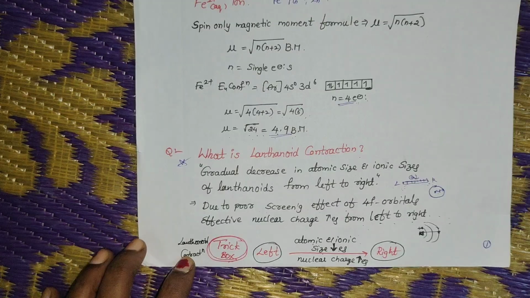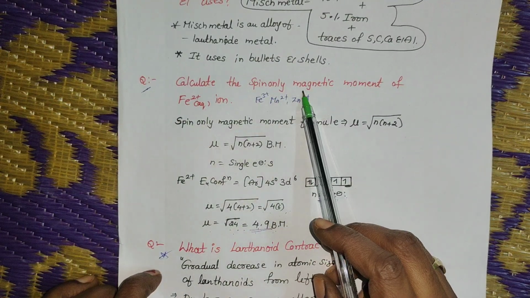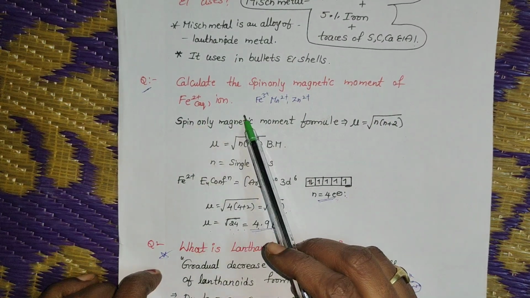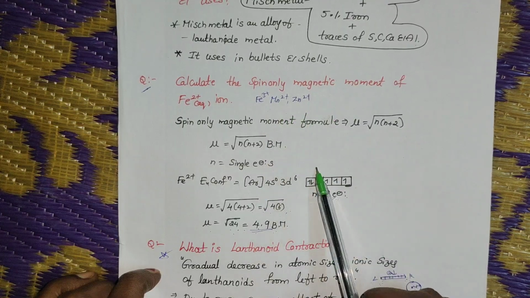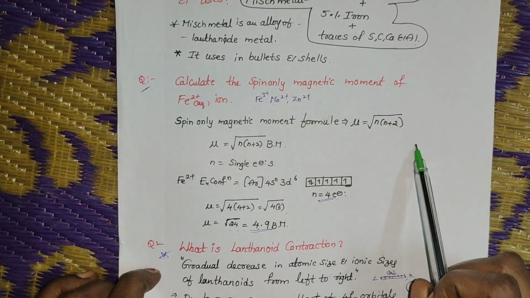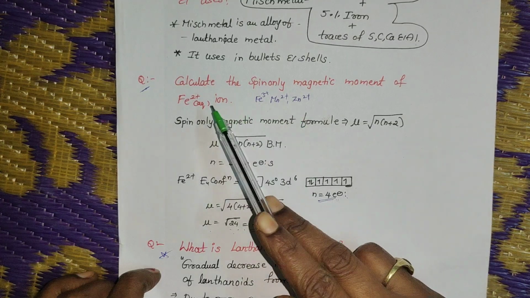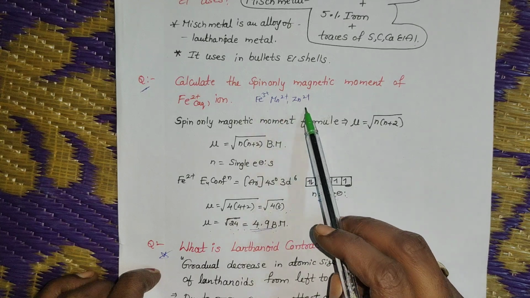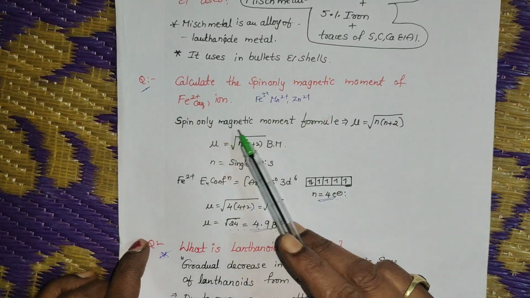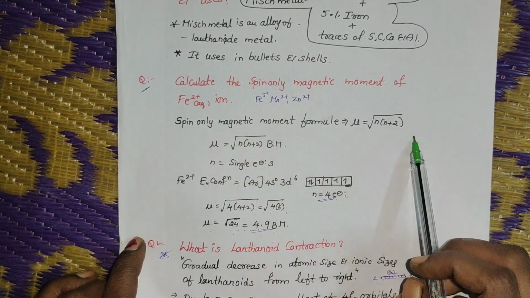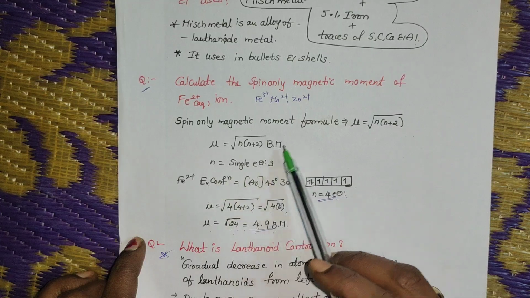Next, one more important question is: calculate the spin only magnetic moment of Fe2+ ion, Fe3+ ion, Mn2+ ion and Zn2+ ion. In the classroom I already told you, for the 3d series you have to remember the +2 oxidation state. So here I gave one example. Remember Fe2+, Fe3+, Mn2+, Zn2+, these 4 you can check as a VSAQ only. The spin only magnetic moment formula: mu equals under root n into n plus 2. Bohr magnetons units you must also write. N equals the number of single electrons.